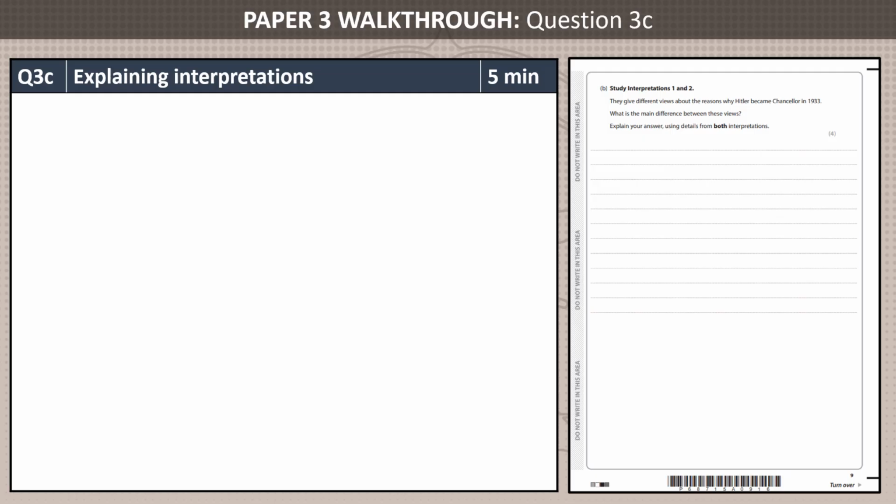The next step is an explaining interpretations question. Now, we'll be using the same interpretations that we used for the previous question. But this time, we will be asked to explain a reason why they differ. First of all, we underline the focus. It will be exactly the same focus as the previous question, which was the reasons why Hitler became Chancellor in 1933. Now remember, on this paper we have been given some sources.